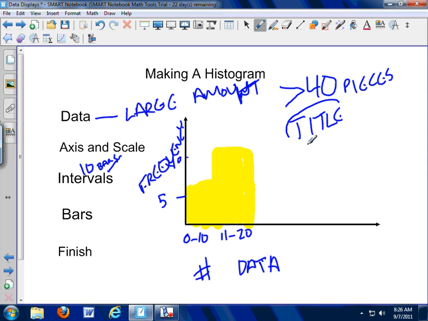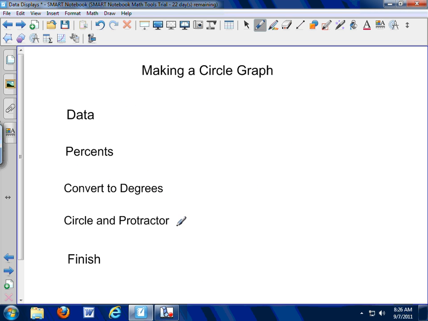We label our axes, so number of wins, frequency is always what goes on, and we make a nice, neat job. Okay? So there's a histogram. Moving onward to a circle graph. Circle graph, we have data. We're trying to make some sort of comparison, part to whole.